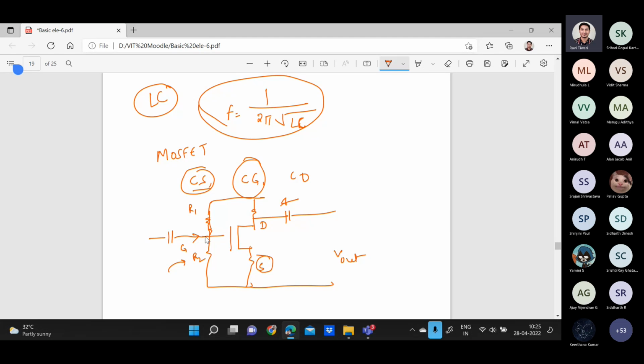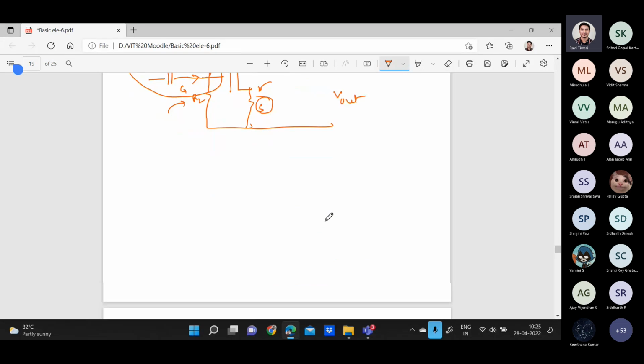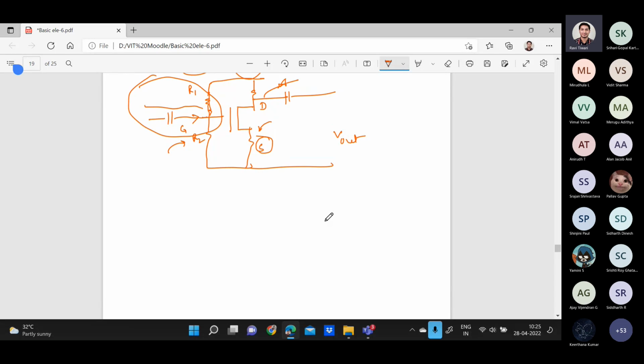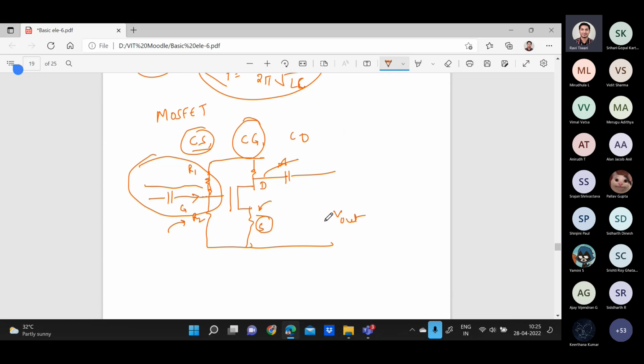Similarly, if I ask you about the common gate: common gate means the gate is common for input and output. So I will provide the input from the source and take the output from the drain. The same thing applies to the common drain configuration, that means the drain is common for input and output.